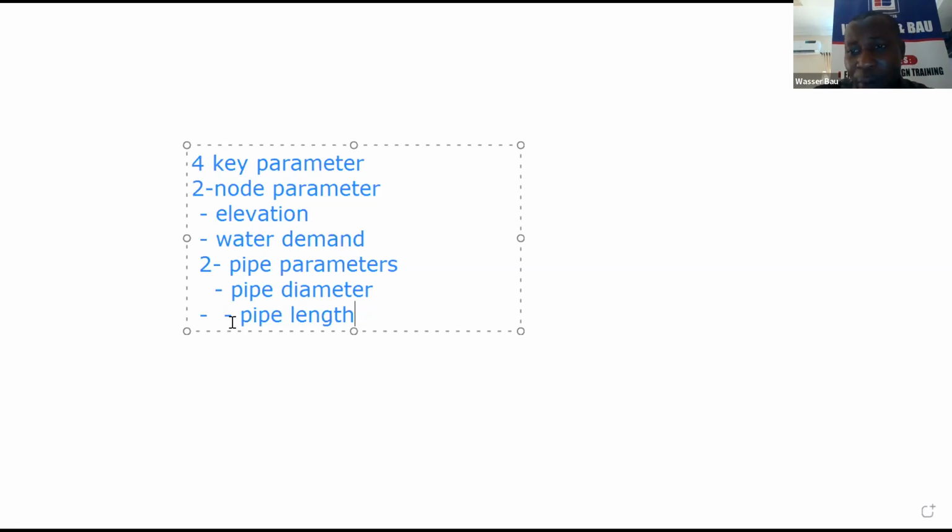The elevation or the pressure is what pushes the water. Pipe diameter is what allows the water to flow. Pipe length is what helps you to measure how the flow is being impeded. And that will help you to design your pump. It will help you design elevation, and pipe length helps you to define the pump.